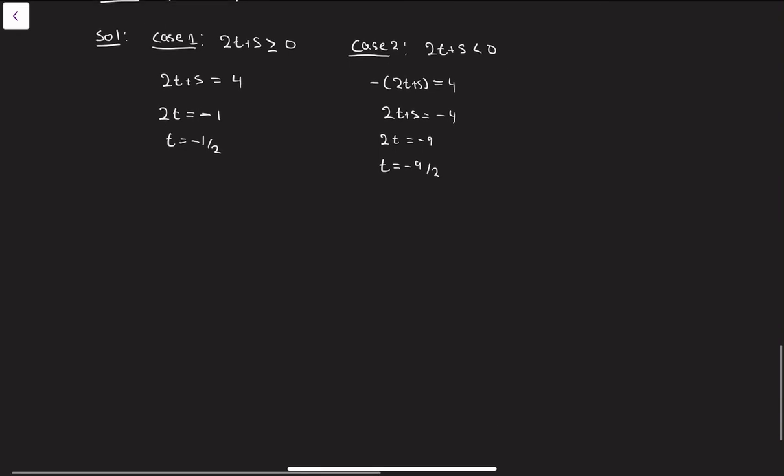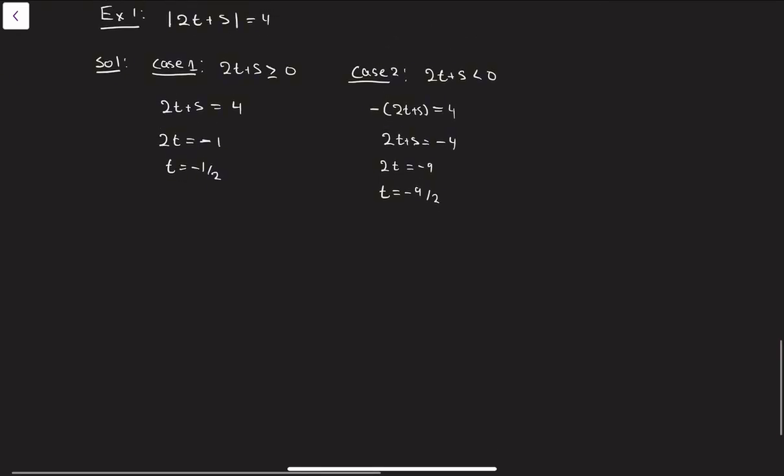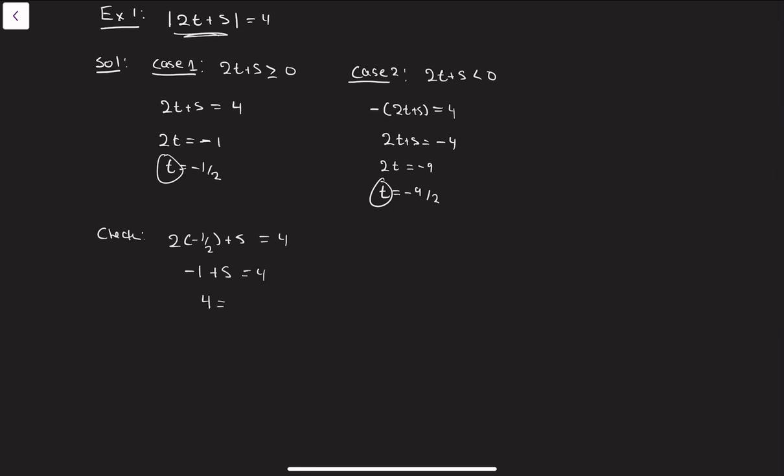Great. So the last thing left to do is to check our solutions to make sure that there are no extraneous solutions. So we plug our two values of t back into our original equation. So let's do that. Let's call this check. So in this case, we'd go to the absolute value of 2 times negative 1/2 plus 5 needs to equal 4. So 2 times negative 1/2 is negative 1, plus 5 is equal to 4. 4 is equal to 4, so that's good.